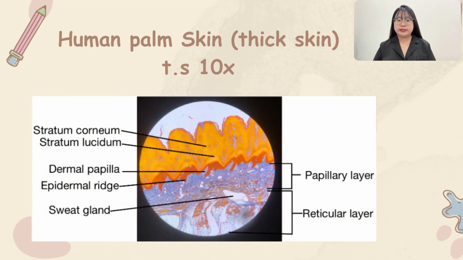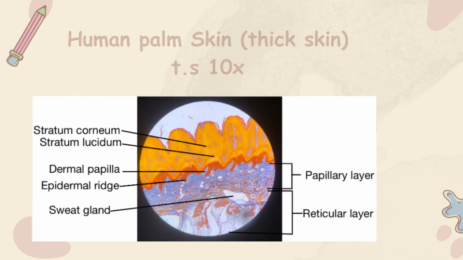And the next one is human palm skin under the microscope. We can clearly see that there is a papillary layer and the reticular layer. And we can see the sweat glands at the bottom right of our picture. In this picture, we can also see the stratum corneum, stratum lucidum, dermal papilla, and epidermal ridge.